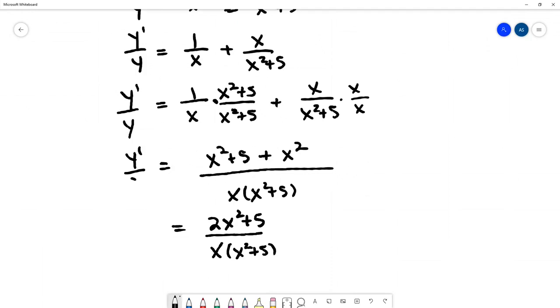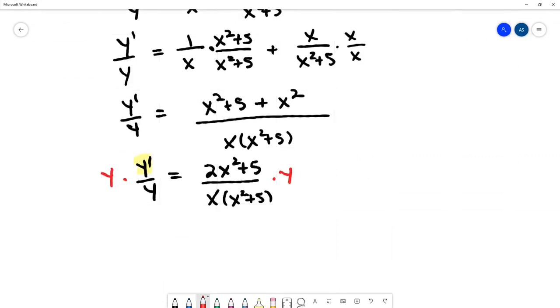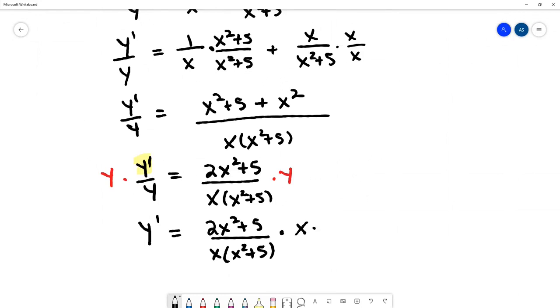And on the left, I still have y prime over y. I do want to solve for y prime. That was the goal. Y prime is dy/dx. I'll multiply by y on both sides. And recall that y is x times the square root of x squared plus 5. I'll make that substitution. (2x squared plus 5) over (x times x squared plus 5), times x times square root of x squared plus 5.